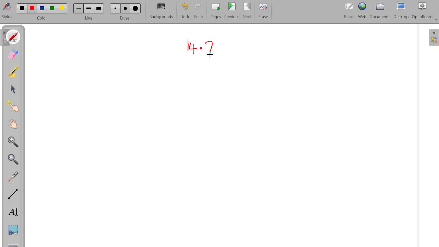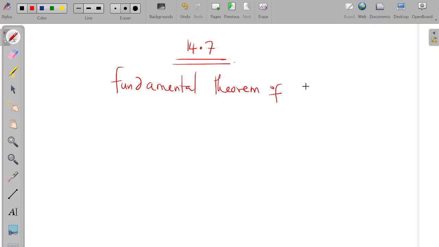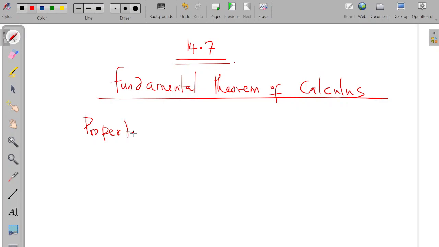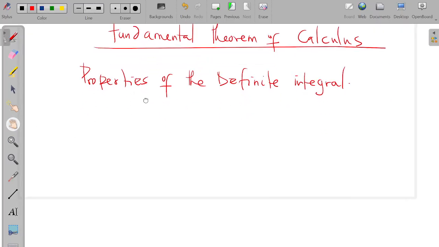Okay, we are still in 20.7, which deals with the fundamental theorem of calculus, where we are dealing with the definite integral. So I will quickly go over some properties of the definite integral.